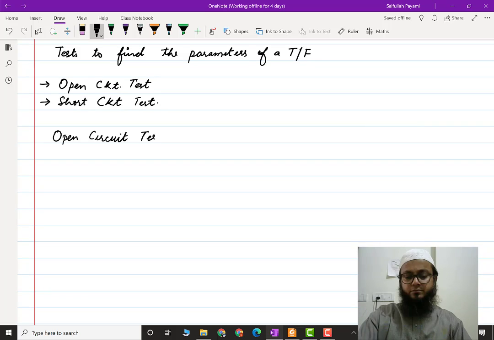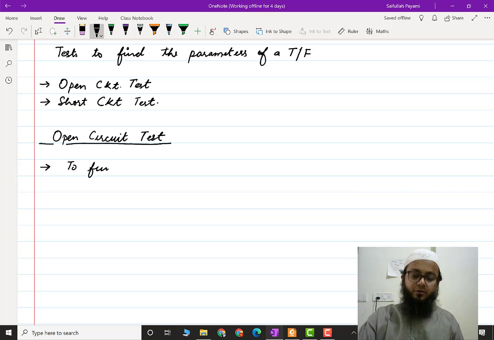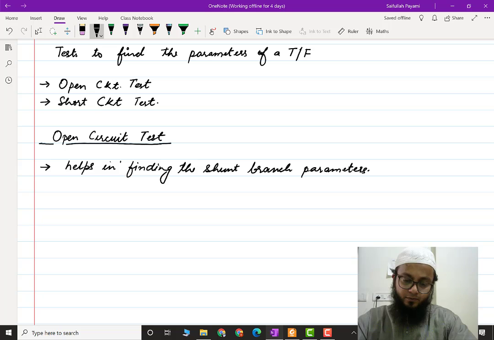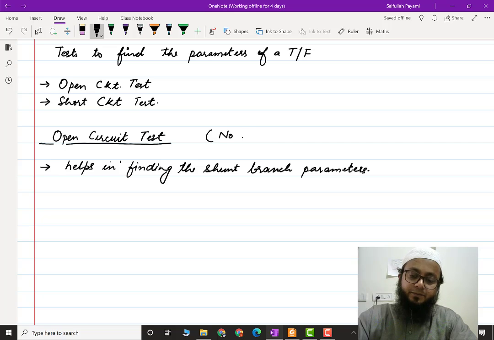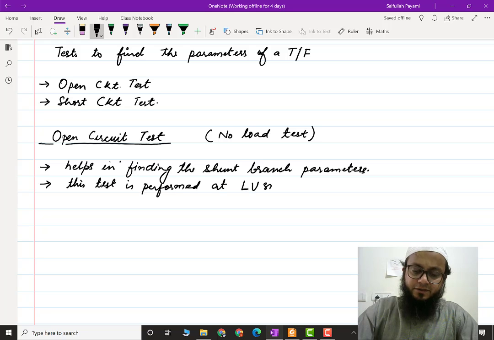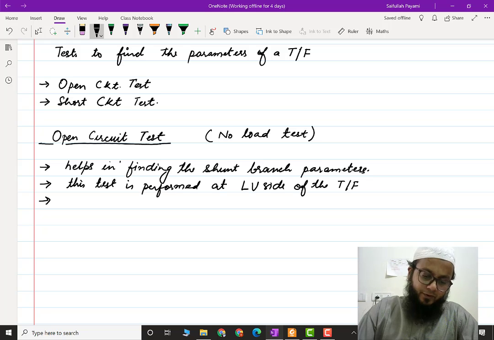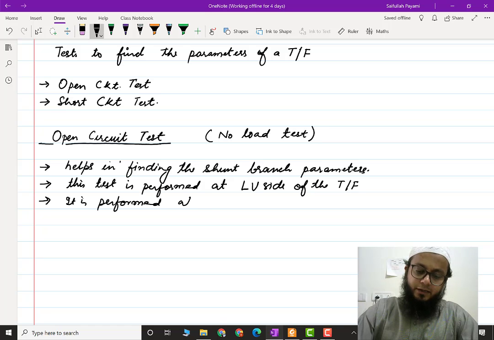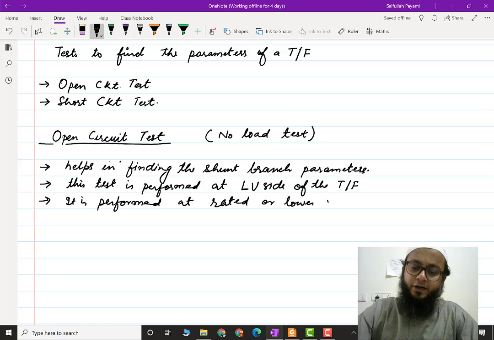Okay, open circuit test. This test helps in finding the shunt branch parameters. This open circuit test we sometimes call the no load test as well. And this test is actually performed at the LV side of the transformer. Okay, it is performed at rated or lower voltage.